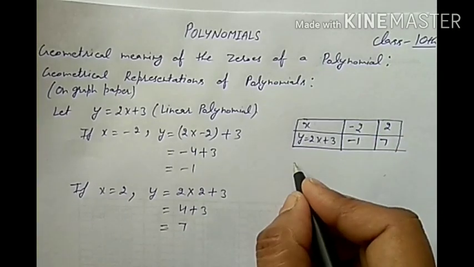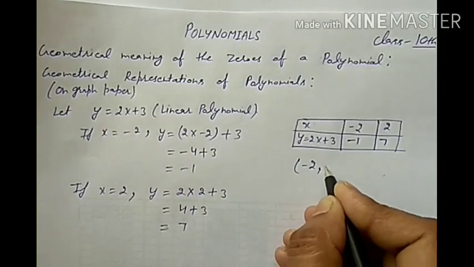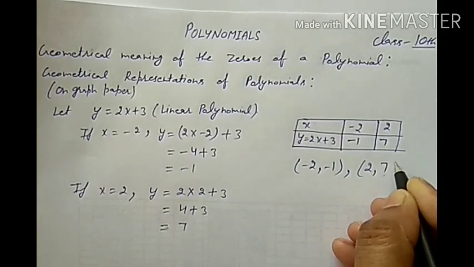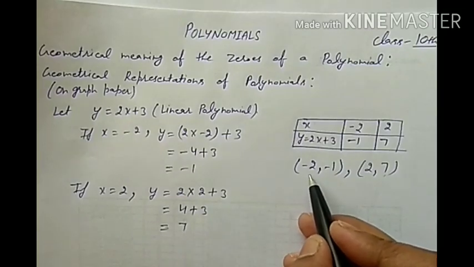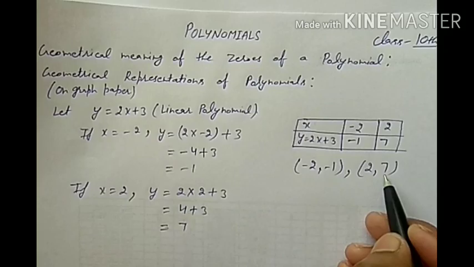So our coordinates are minus 2, minus 1. Second is 2 and 7. When x is equal to minus 2, y is minus 1. If x is equal to 2, y is equal to 7.